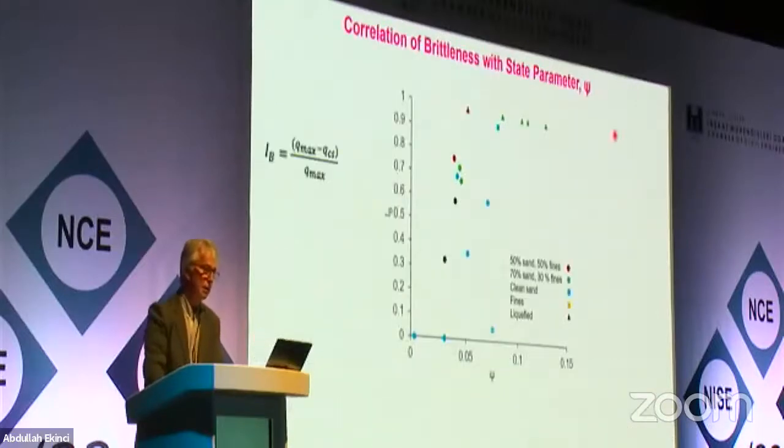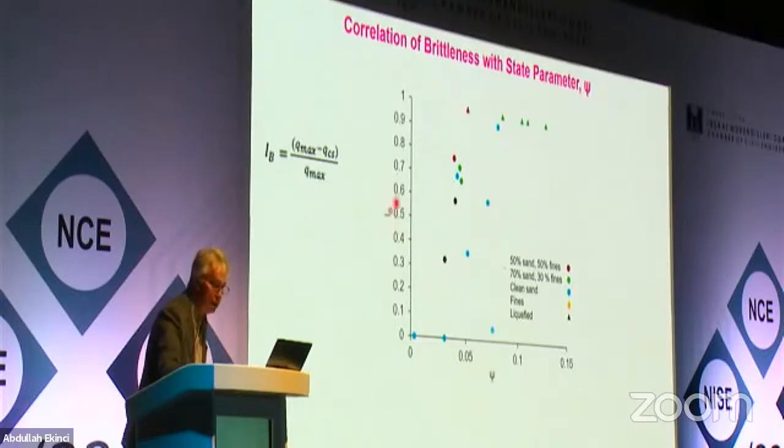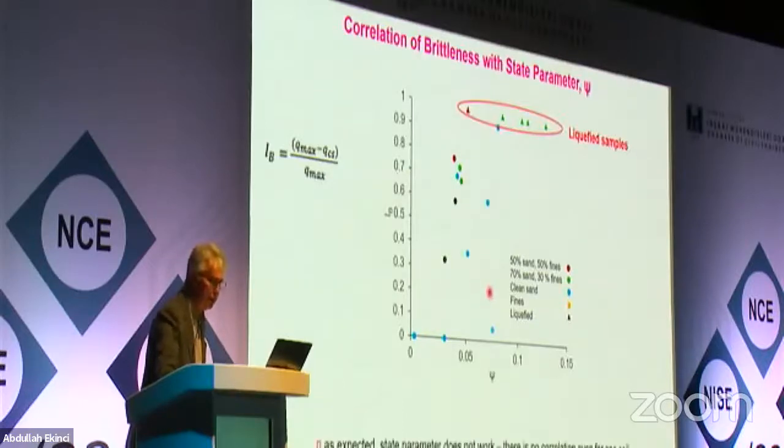Okay, so let's look at the state parameter. We know it's not going to work, so here it is, it's not working. This is I_B, the brittleness index. So those ones up there with a brittleness of 1, those are the liquefying samples for the different gradings that we're testing. But there's no real correlation here at all, is there? You wouldn't have expected one. It doesn't even work for one soil. If you take clean sand, it does not even work for one soil. So state parameters are not the way forward.